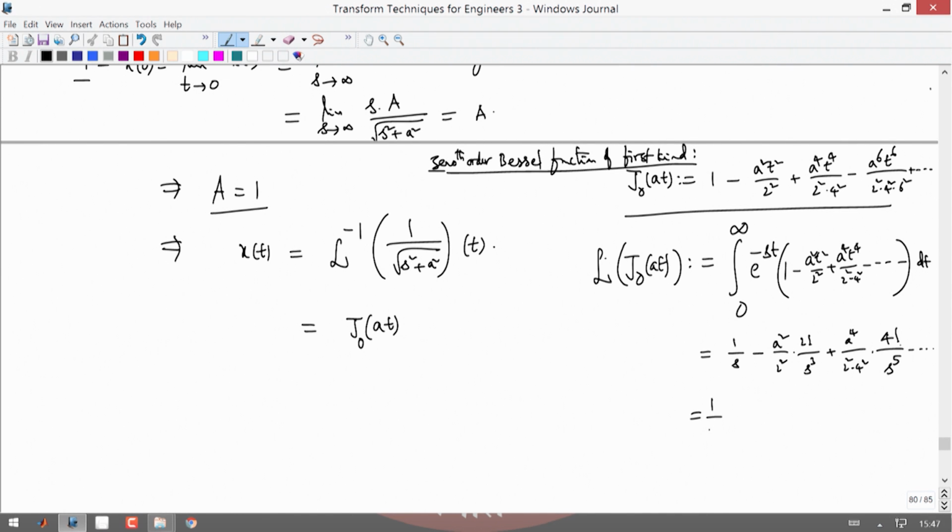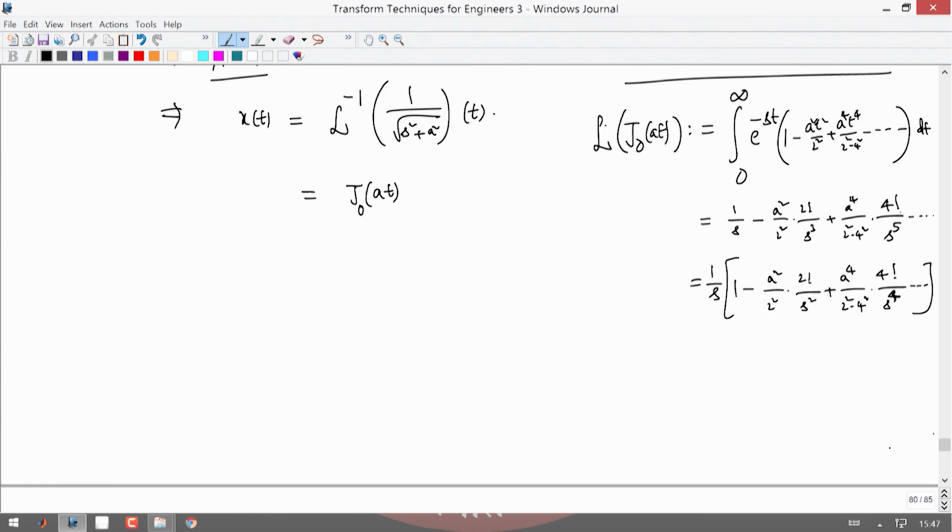So, if you actually see this, it is 1 by s times 1 minus a square by 2 square times 2 factorial divided by s square, plus a power 4 by 2 square 4 square times 4 factorial divided by s power 4, and so on. If you write it like this, what you see is 1 by s times this series, which is a representation for 1 plus a square by s square, to the power minus half.